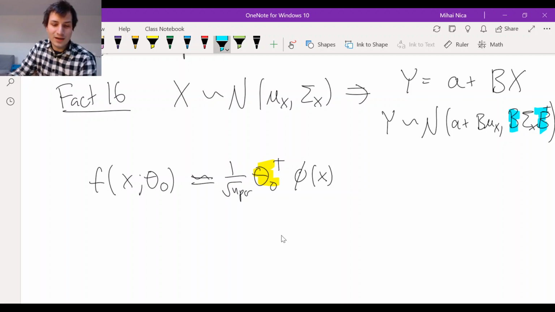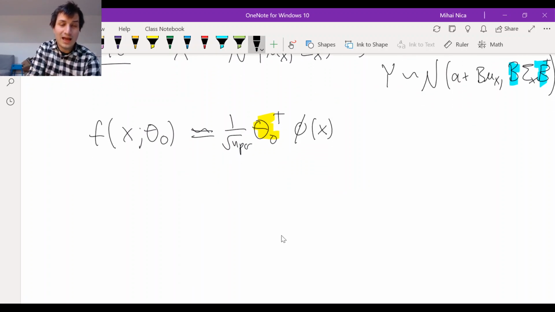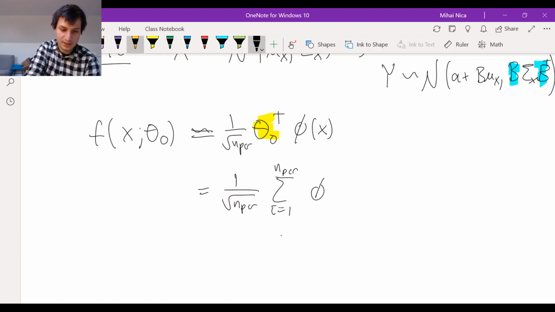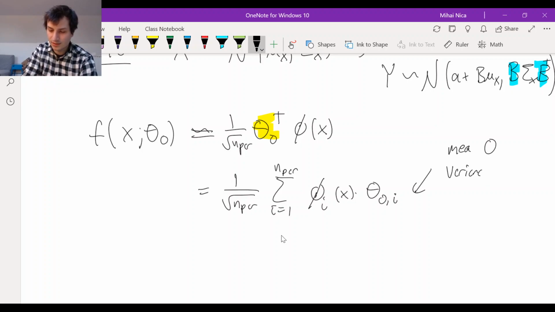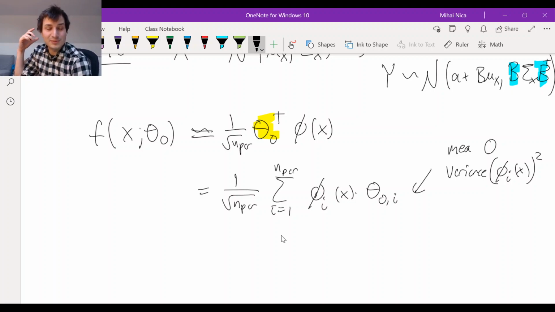I will also say it, let me do it another way, which is to write it out as a sum. So f of x, theta 0 is actually equal to, and you can write it as a sum, i equal 1 to n par of phi i of x times theta 0 i. And for each i, theta 0 i is a mean 0 variance 1 Gaussian. What happens when you multiply a mean 0 variance 1 Gaussian by phi i of x? So each term of the sum is a mean 0 and variance sigma i of x squared Gaussian. And that's because when you multiply a Gaussian by a constant, the variance gets multiplied by the square of that.